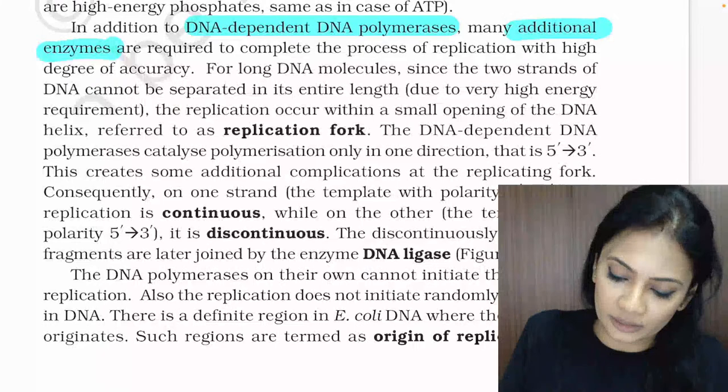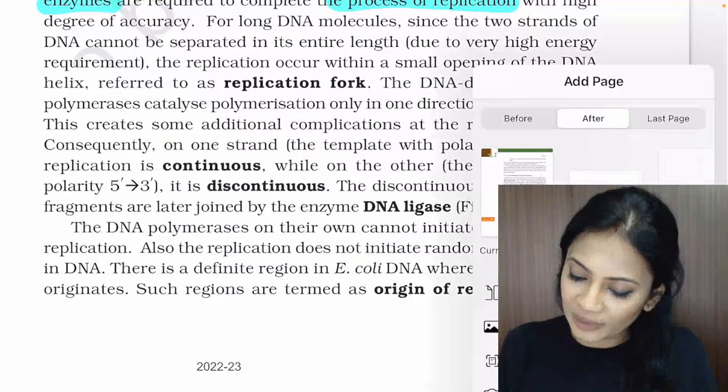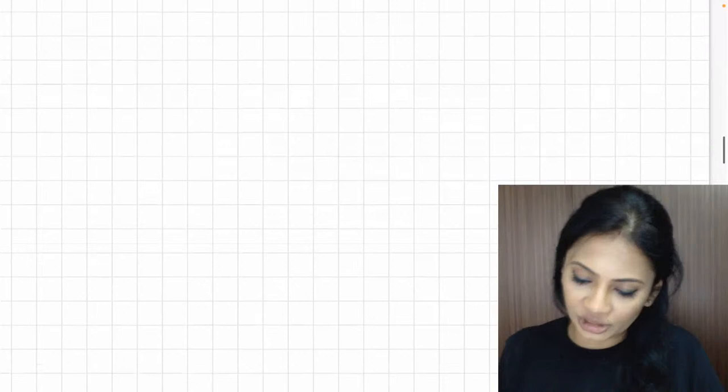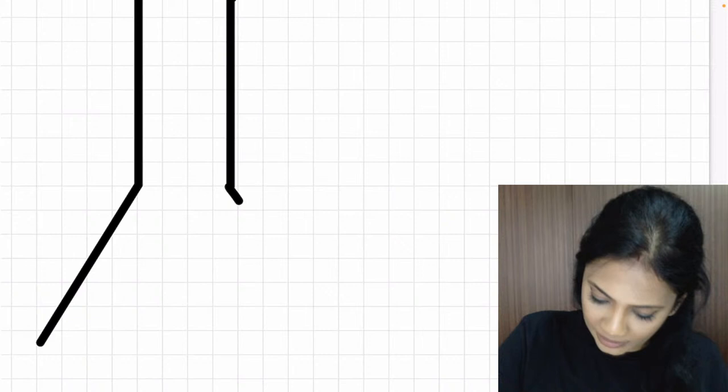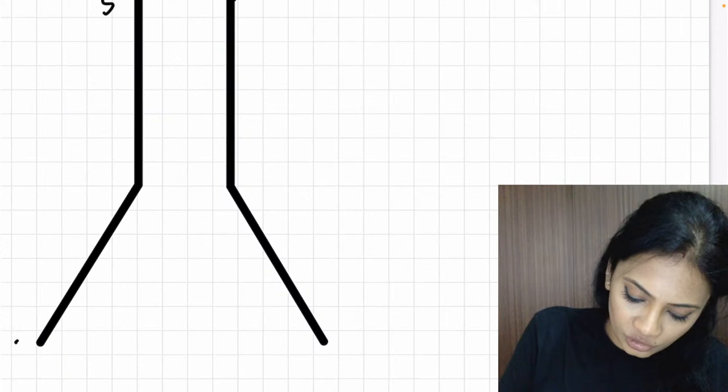Now, let us begin class. Replication fork. How will we remember this? One strand here, and the other strand here. Label it 5' 3', 3' 5'.